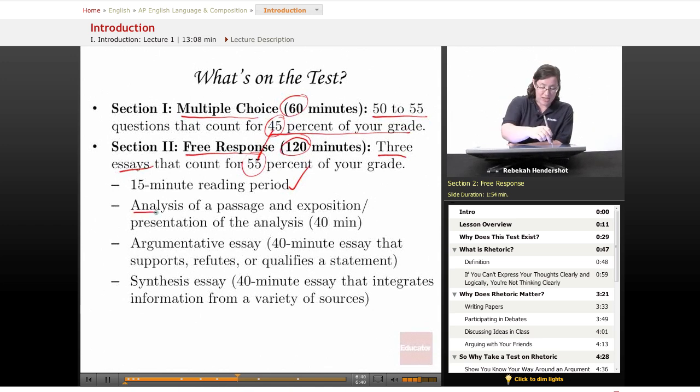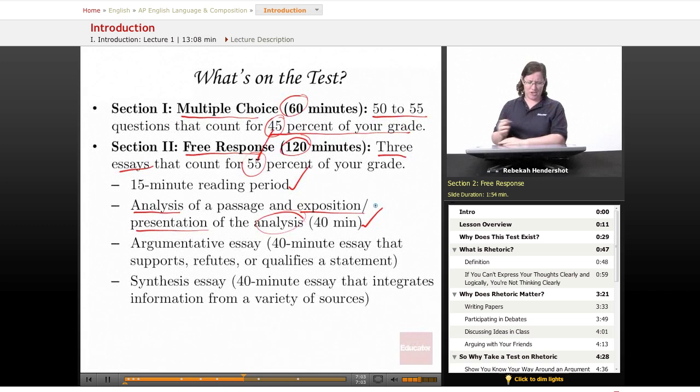The first one is the analysis essay, usually rhetorical analysis. You analyze a passage, what it says and how it says it, and you have to exposit or present your own analysis of the passage. You have to say what it says and how it says it. Usually it's a good idea to budget about 40 minutes for that essay. You won't have somebody standing there with a stopwatch going, 40 minutes are up, you have to move on. But you do want to actually budget your time.